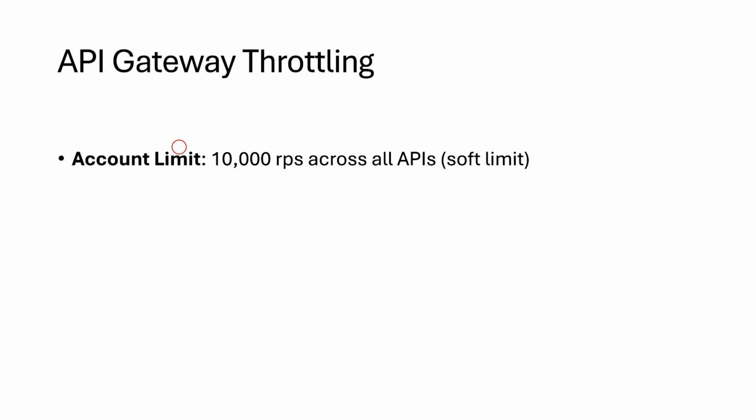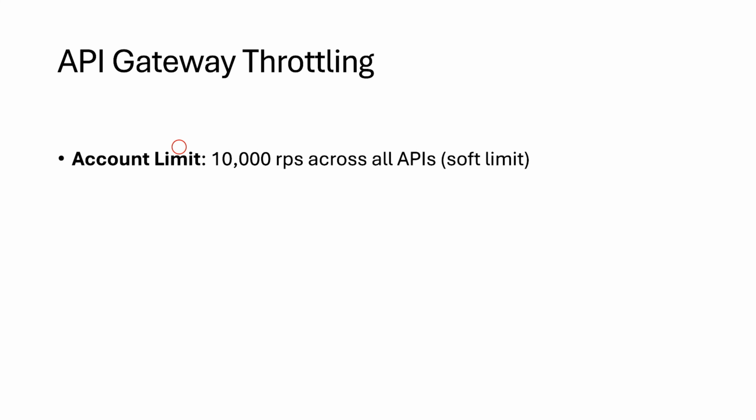For example, in your account you created so many API gateways or so many APIs, and all these APIs are getting requests, not a single API. If all the APIs within your account get more than 10,000 requests per second, then it will throttle. So it's a soft limit. You can increase this limit by raising a request to the AWS team.